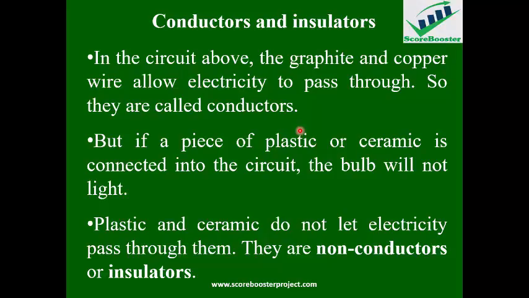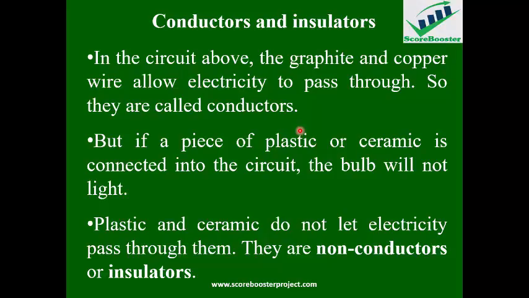That brings us to the concept of conductors and insulators. In the circuit above, the graphite and copper that allow electricity to pass through them are called conductors. They allow electrons to pass, and don't forget, we have defined electricity to be the passage of electrons. Anything that allows electrons to pass through it is called a conductor, because when electrons pass through it, that is when you see light.